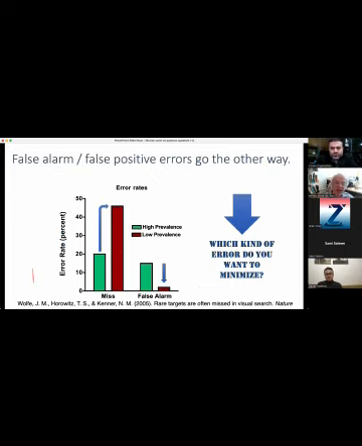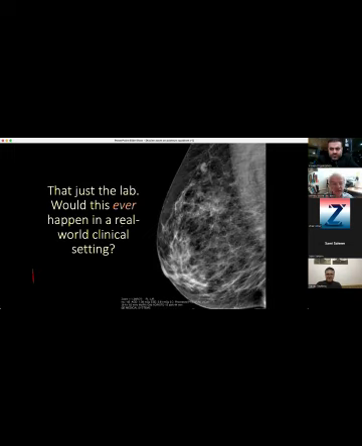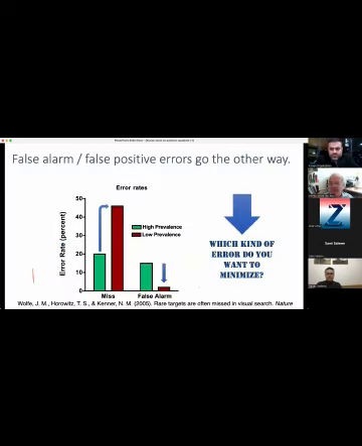So these are errors that you don't want to make. And the evidence suggests that when things are rare, you make many more, a much higher percentage of miss errors. Well, that's kind of interesting. But as I say, those are just people in the lab. Would this ever happen in the real world?